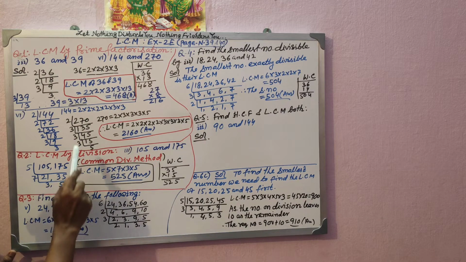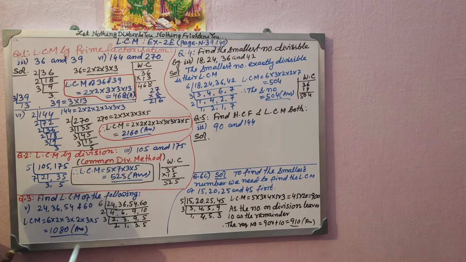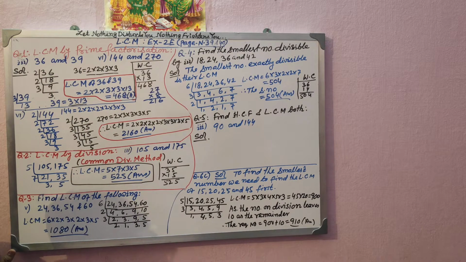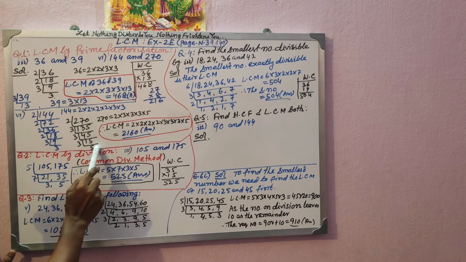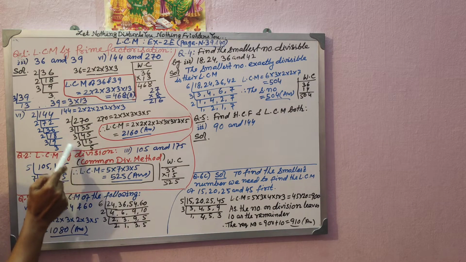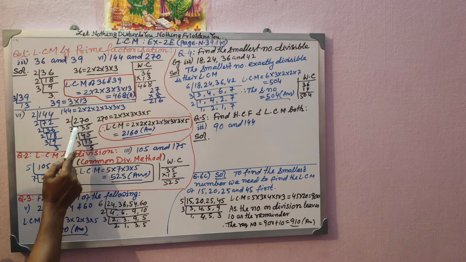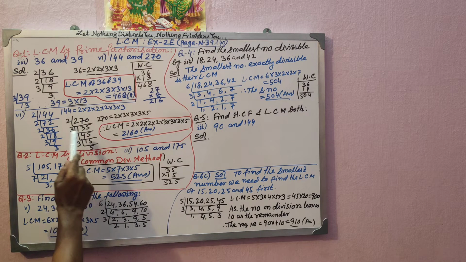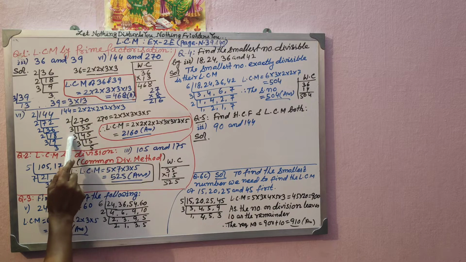It can be obviously divided by 3 because 4 plus 5 is 9. 9 is divided by 3. 3 15s are 45. Now 15 also can be divided by 3. 3 5s are 15. Last prime number came, so stop the division. So all the prime factors, the product of them, will be 270. So 270 is equal to 2 into 3 into 3 into 3 into 5.